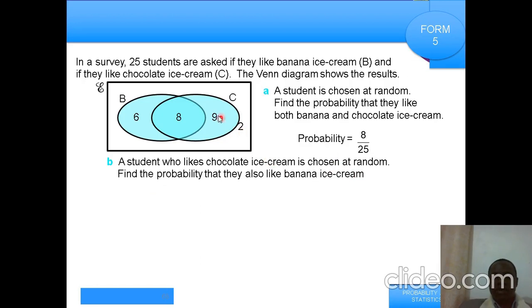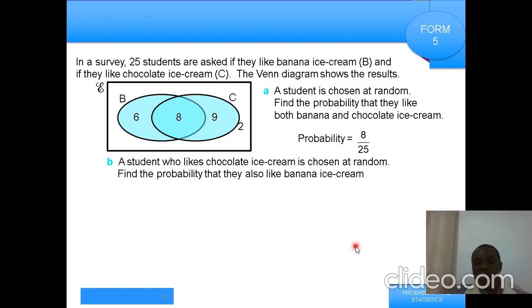So now we are choosing from these who like chocolate. These are 17, 9 plus 8. These 17, they all like chocolate ice cream. Among them, a student is picked. So we know the denominator will be 17 because we are choosing from a set of 17. Okay? So let's choose from this 17. What are we looking for? Find the probability that they also like banana ice cream.